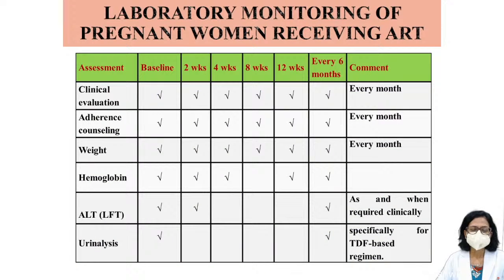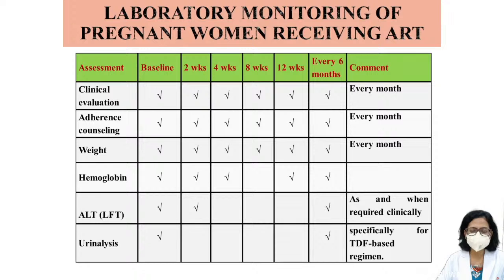And lab monitoring for these women. So this is basically a chart showing what needs to be evaluated. Clinical evaluation at every visit, adherence counseling, weight, hemoglobin at baseline, 2 weeks, 4 weeks, then 12 weeks and 6 monthly. Liver function test at baseline, 2 weeks and 6 months. Urine test at baseline and 6 months.